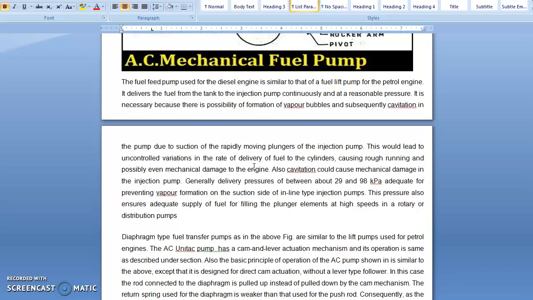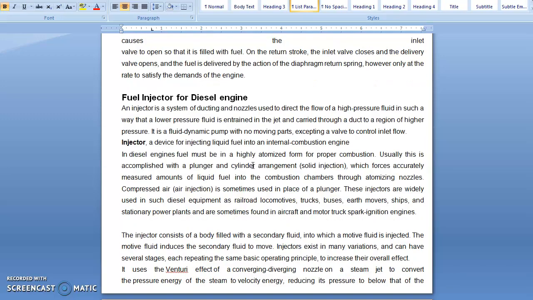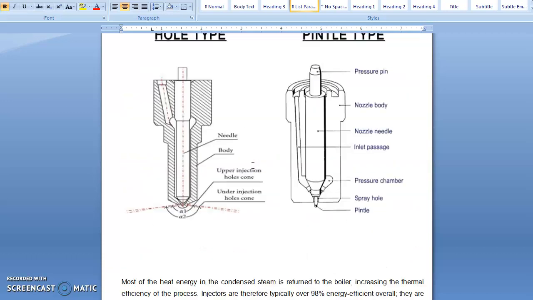Now let us discuss the last device, which is mainly your fuel injector. Here is the diagram of the fuel injector. The purpose of the fuel injector is to inject a small volume of fuel in a fine spray and to assist in bringing each droplet into contact with sufficient oxygen to provide quick and complete combustion.